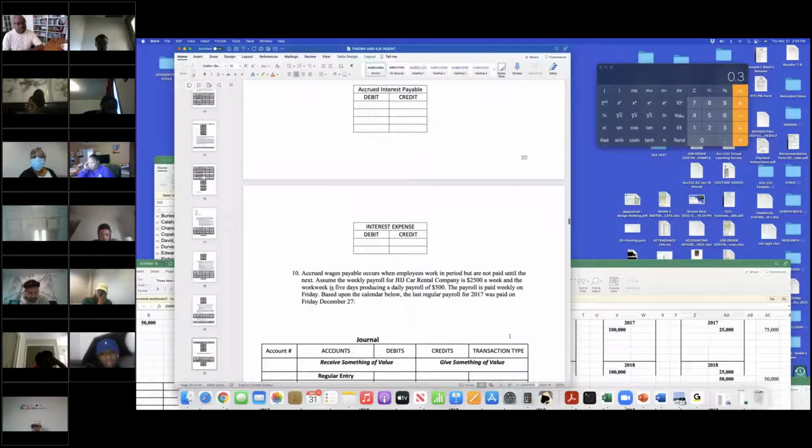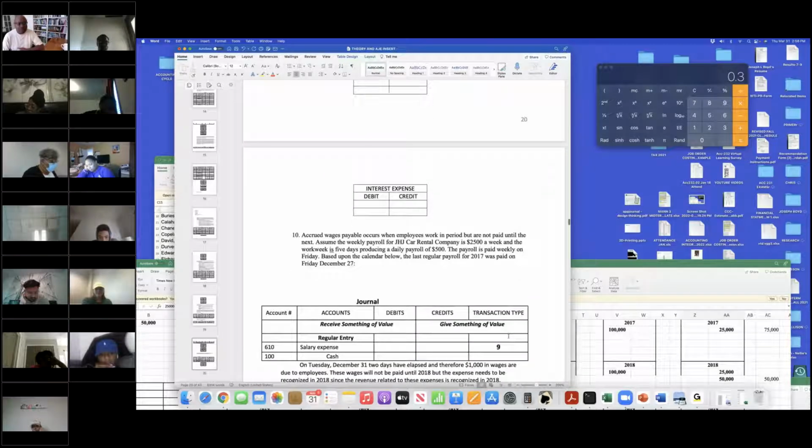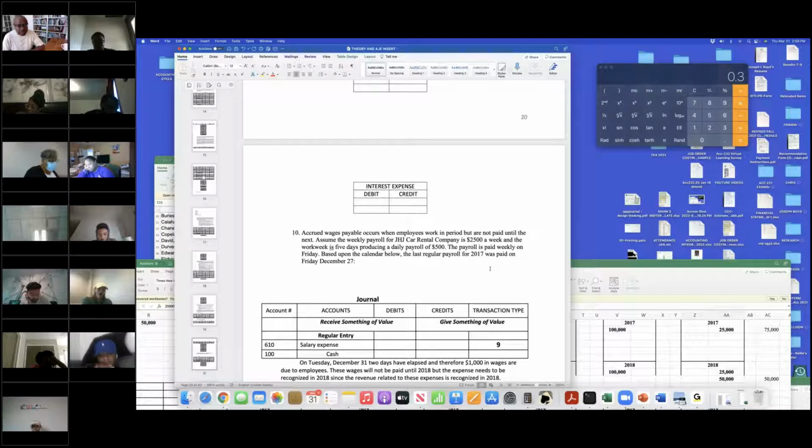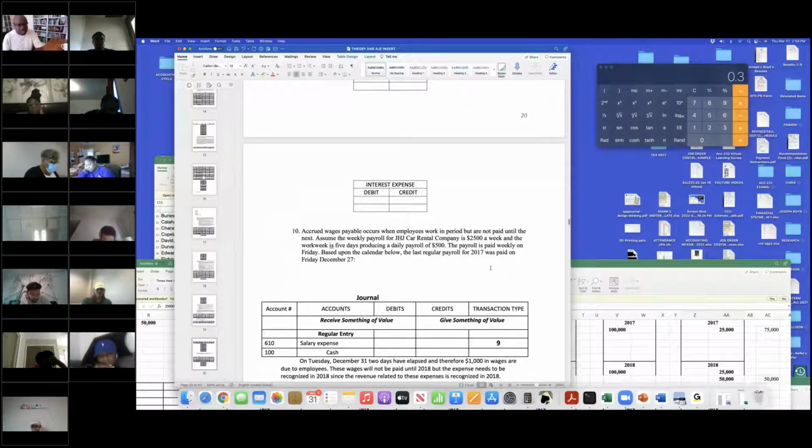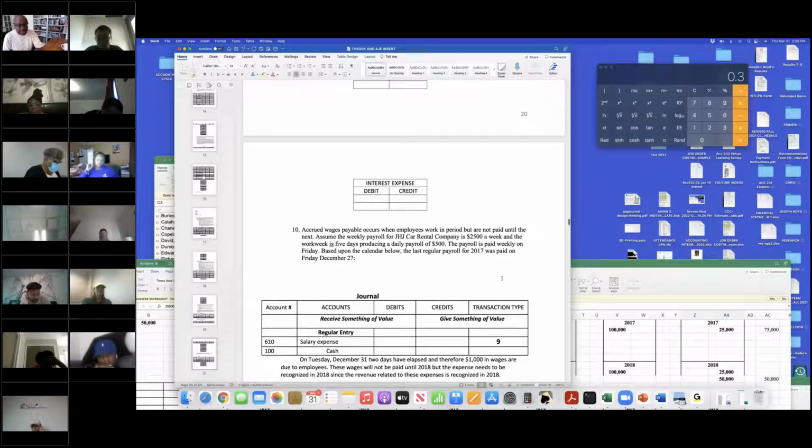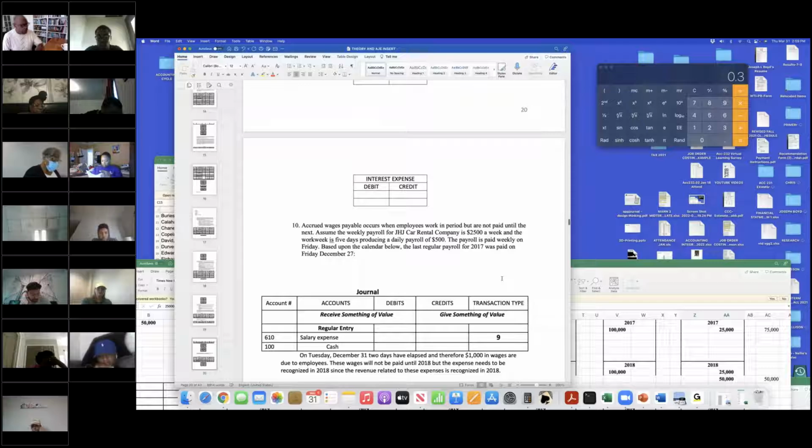Accrued wages. Accrued wages occur when an employee works in a period but is not paid until the next period. If you work and you're employed, and if you work on December 31st, most times your employer does not pay you on December 31st unless that's the last day of the year or you're being paid daily. But in general, you pay weekly or bi-weekly. And so therefore, just like with that entry, you will work some days and won't be paid until the next year.